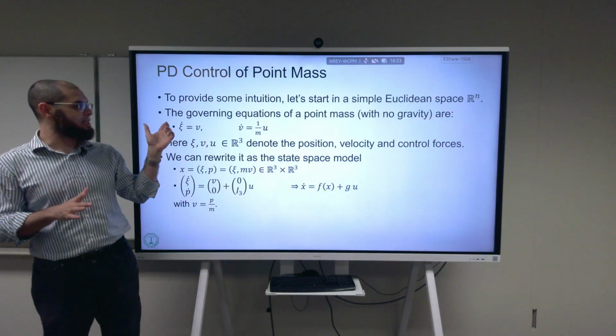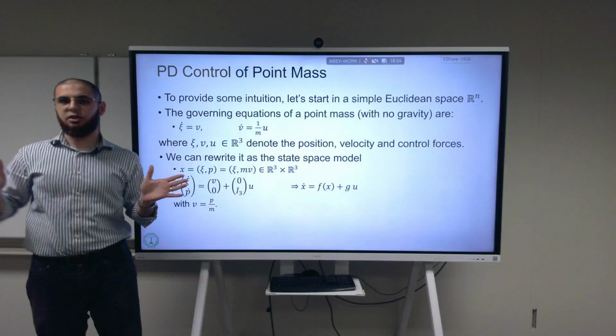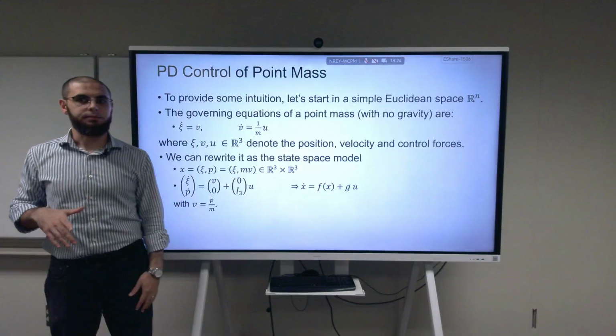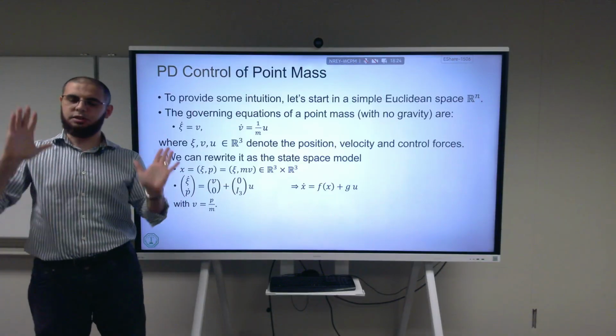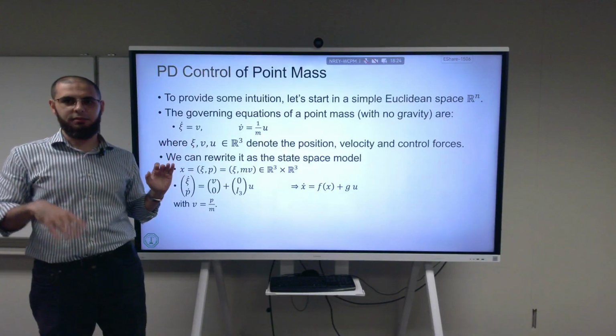Here, v and psi and u are all in R3. Everything is vectors. Everything is just 3 numbers, and these are the state space model. Vector or tuple? Doesn't matter. Let's work with the standard Rn. Forget about the geometry for now. Next lecture, inshallah, we'll come back.